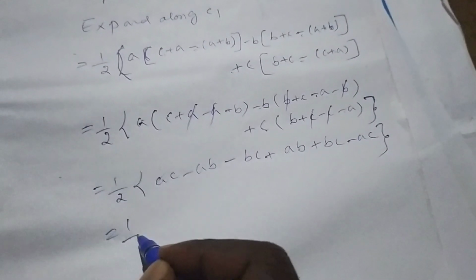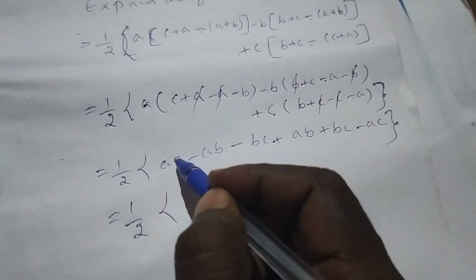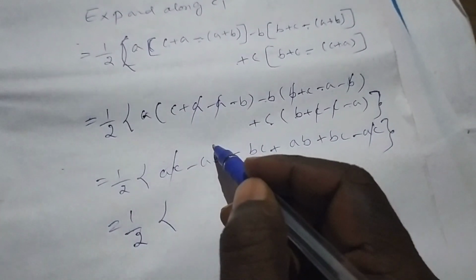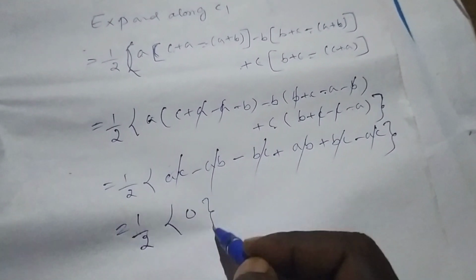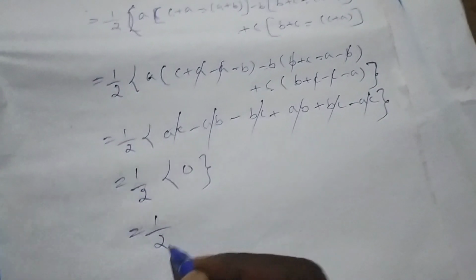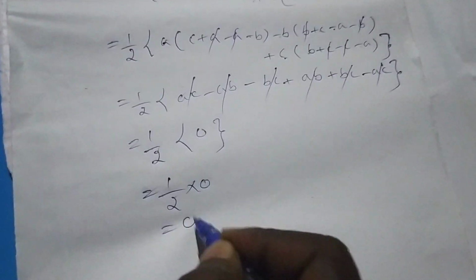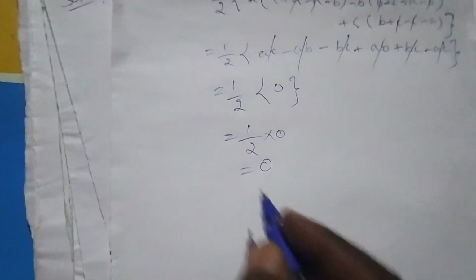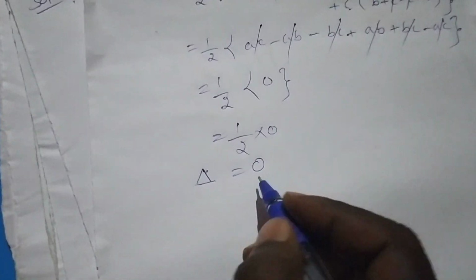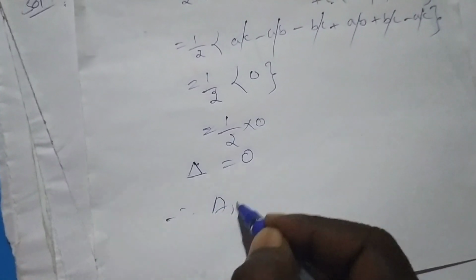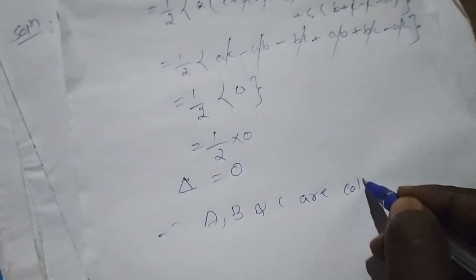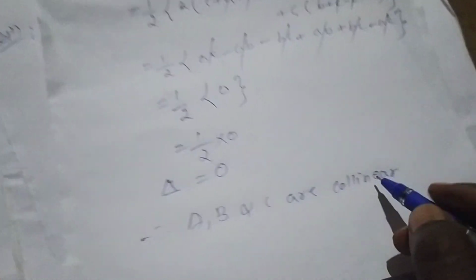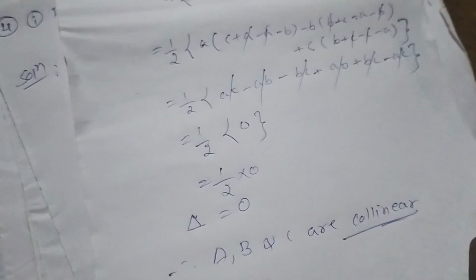This is equal to 1 by 2 into plus AC minus AC minus AB plus AB minus BC plus BC, which get cancelled, that is 0. This is equal to 1 by 2 into 0, which is equal to 0. So we have proved that delta equals 0. Therefore, A, B and C are collinear. This is the proof.